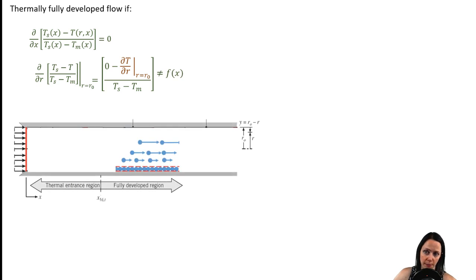Think about flow in a pipe. At the pipe wall, the velocity is 0. So heat transfer is by conduction. Therefore, at the surface, the heat flux by conduction and convection are the same.